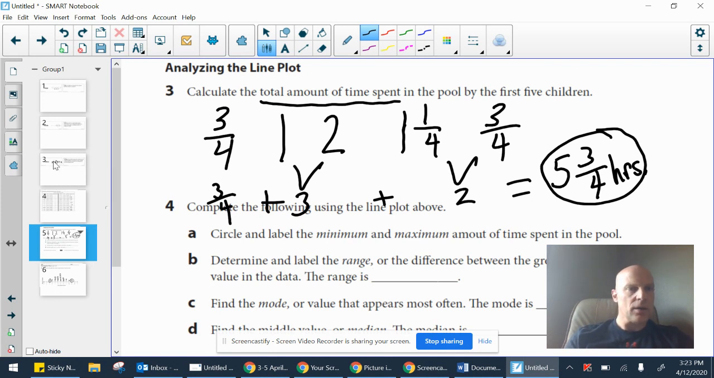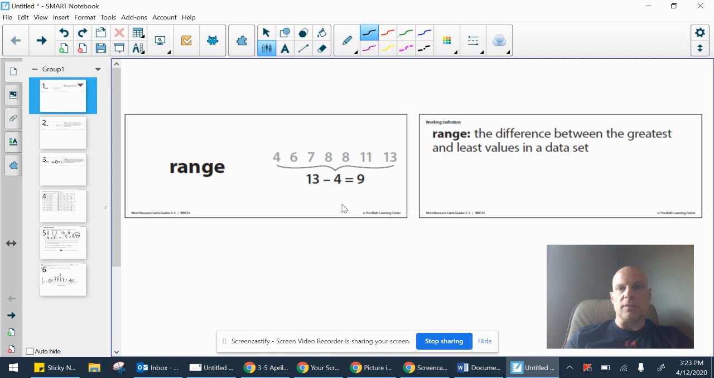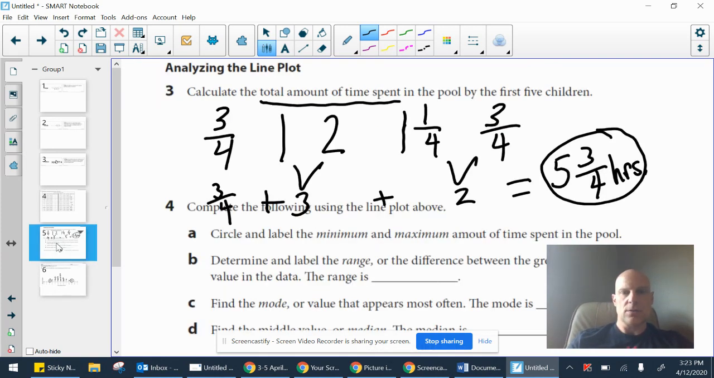Well, if you remember, let me find that range again. It's the difference between the greatest and the least. So I look back. My greatest would be this 2.5. The least would be this half. So I would take 2.5. I'll write it over here. Minus 1/2, and I can see right away that that's going to give me a range of 2.